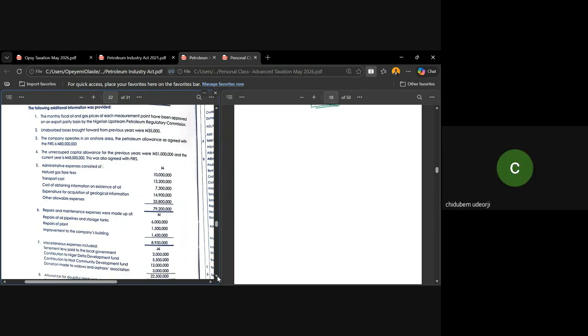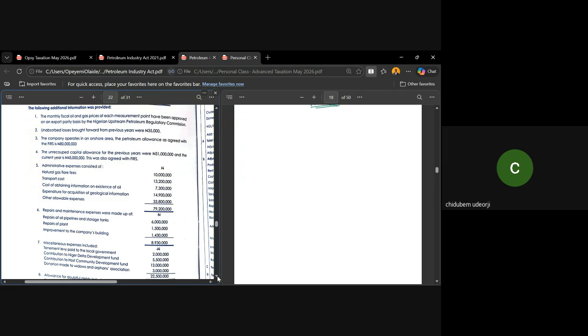Okay, the following information was provided. The monthly physical oil and gas price at each of the measurement points has been approved on the report priority and based by the Nigerian Upstream Petroleum Regulatory. Unabsorbed losses brought forward from the previous year is 5,000. The company operates in an offshore area. Petroleum allowance agreed with FIRS is 18 million.